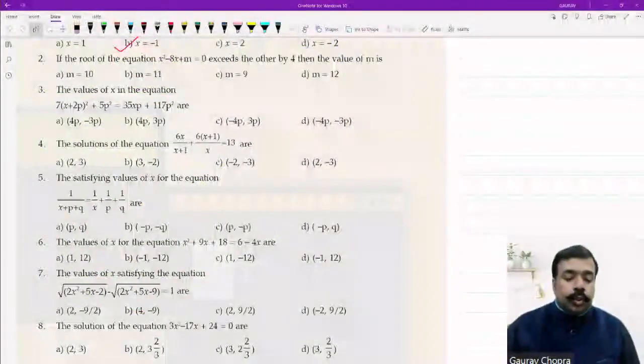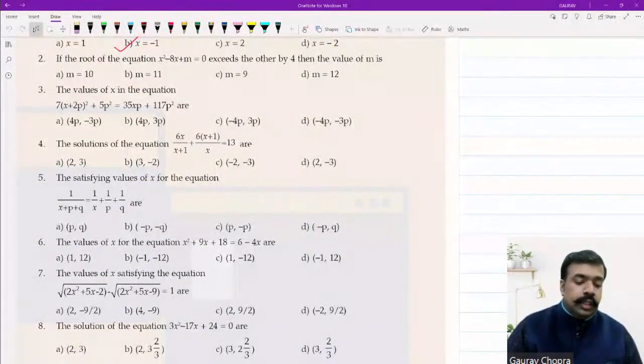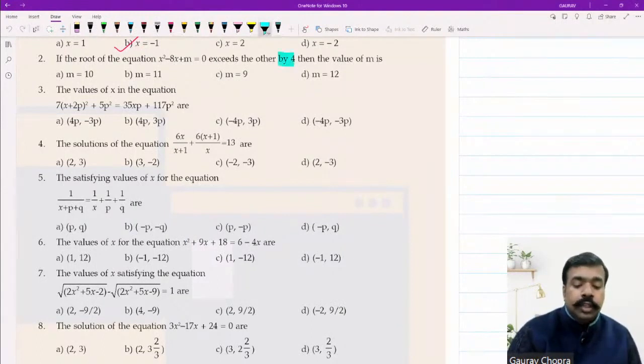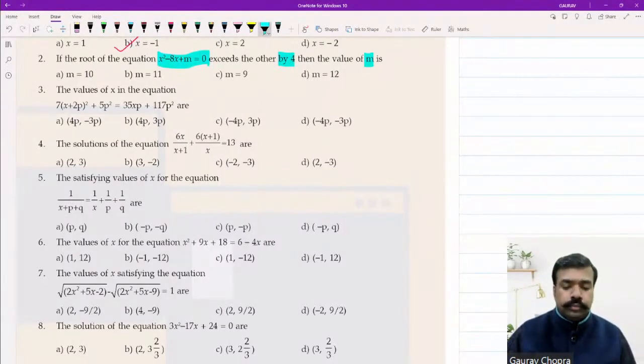Okay, so let us try now with question number second. If the roots of the equation x square minus 8x plus m is equal to 0 exceed the other by 4. So the difference between the two roots is equal to 4 as per the given question. Now we have to find out the value of m. So what we can do, one by one, we can substitute the value of m from the options and check which one can be correct.